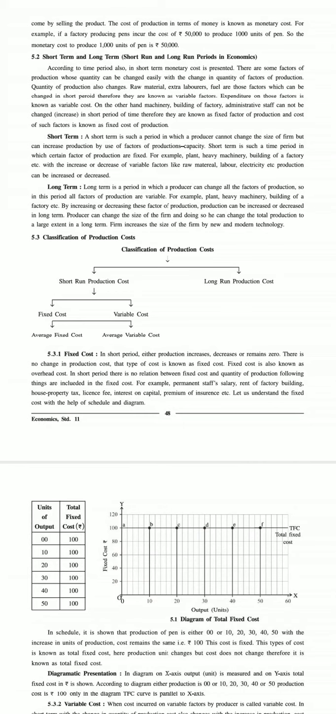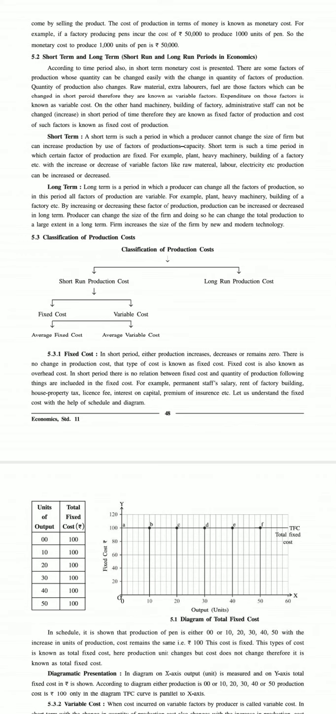So we can say that the short term is such a period in which a producer can change certain factors, whereas certain factors remain fixed. Like for example, the plant, the heavy machinery, the building are such things which cannot be changed in a short span of time. Whereas by increasing or decreasing the usage of materials like raw material, the labor, the electricity, if the producer wants, he can increase or decrease the production.